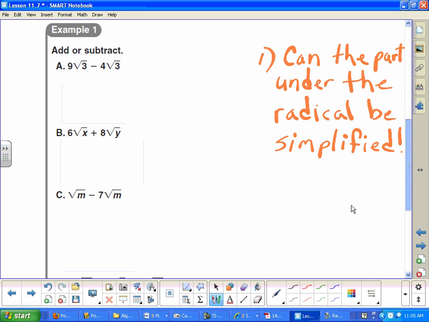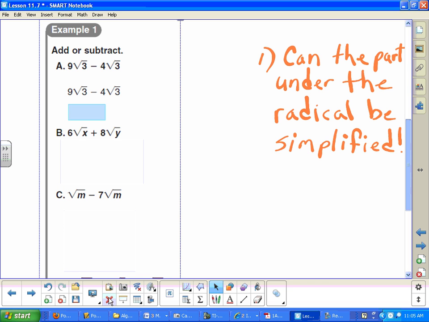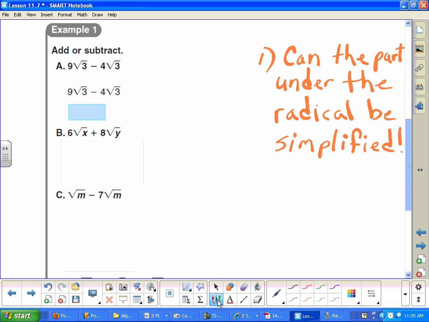Okay, we're looking for that. Can the part under the radical be simplified? In this case, 3 is as simple as it can be, right? There are no squares that go into 3. Okay, so since they're the same, then what do you get? 5 square roots of 3. Okay?